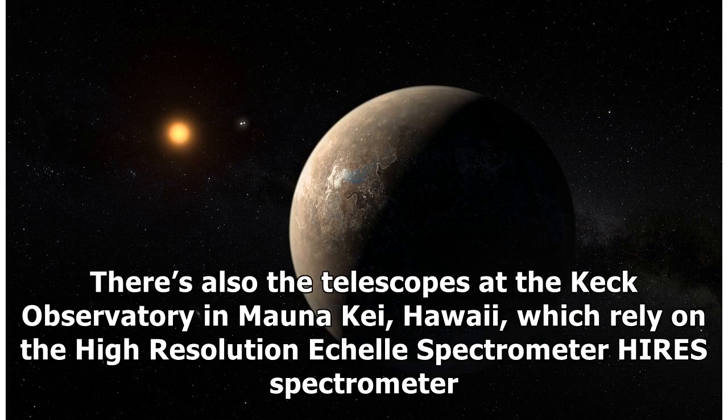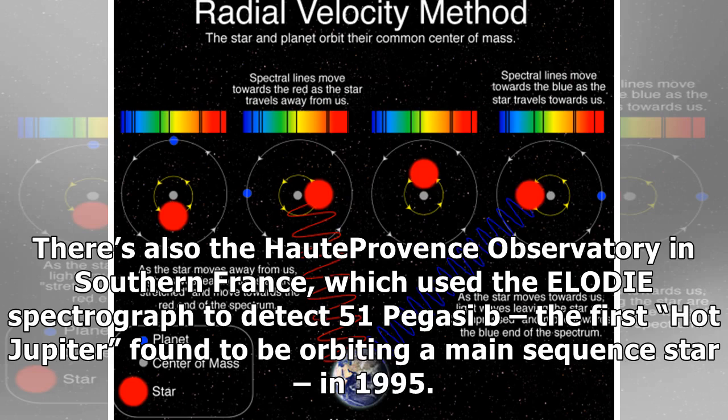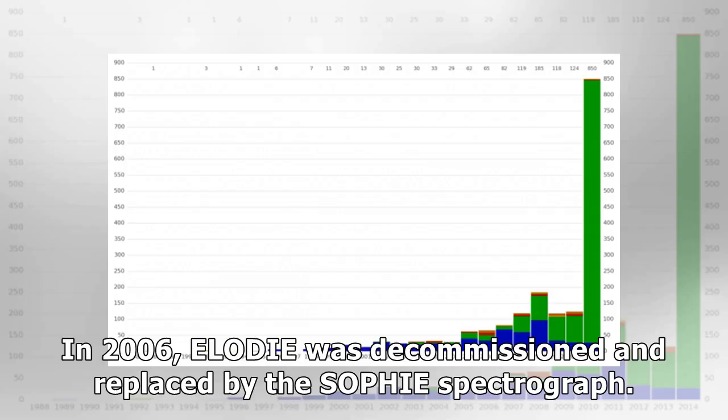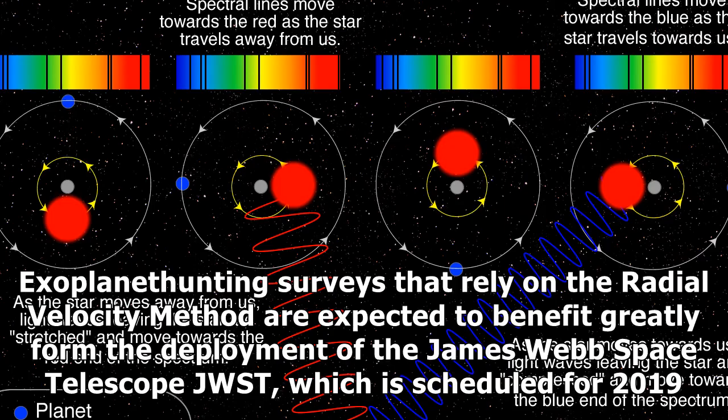There's also the telescopes at the Keck Observatory in Mauna Kea, Hawaii, which rely on the high-resolution HIRES spectrometer. There's also the Haute-Provence Observatory in southern France, which used the ELODIE spectrograph to detect 51 Pegasi b, the first hot Jupiter found to be orbiting a main sequence star, in 1995. In 2006, ELODIE was decommissioned and replaced by the SOPHIE spectrograph.